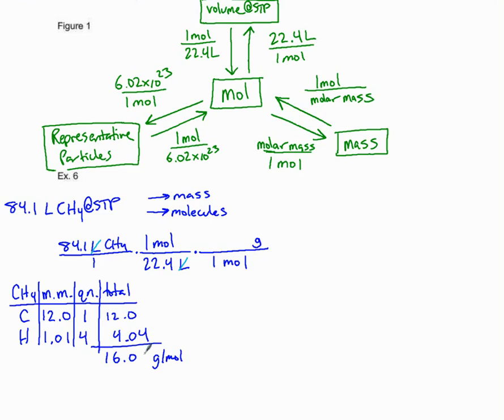So let's bring this number up here. 16.0 grams. Moles will cancel out top and bottom. And now we're set to go to our calculator. Don't go to your calculator until you've got it on paper. So 84.1 divided by 22.4 times 16.0, we find that this sample of CH4 should have a mass of 60.1 grams.